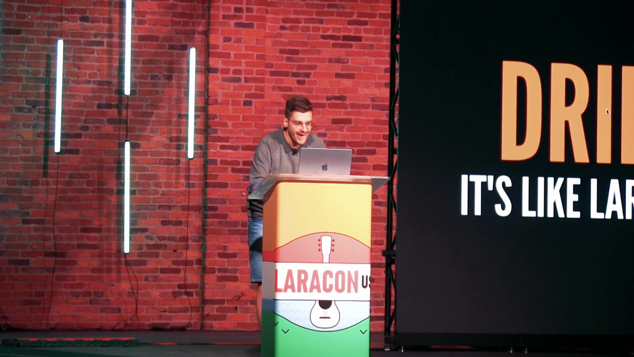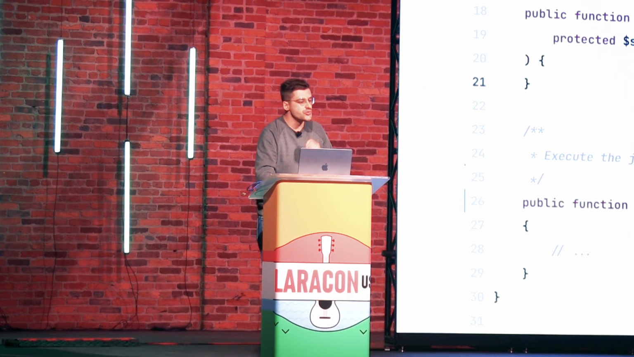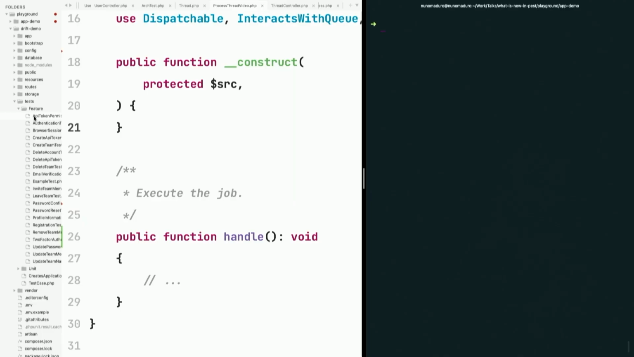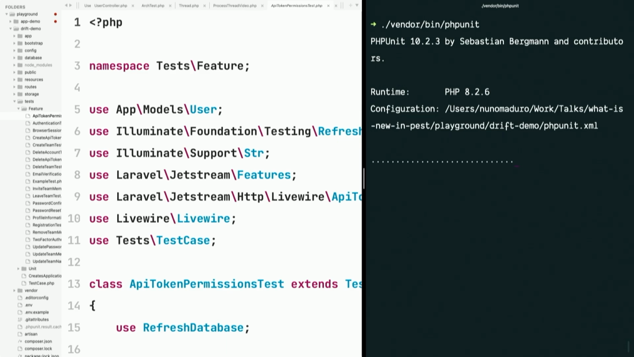Let me show you. I'm going to move back into my Sublime Text again, make my terminal a little bit smaller. And I'm going to move from this app demo to this Drift demo, okay? This Drift demo is a very simple Laravel application built on top of Jetstream, so it ships with PHPUnit by default. If I go to the terminal and run vendor/bin/phpunit, you will see about 43 tests running as expected on this Jetstream application.